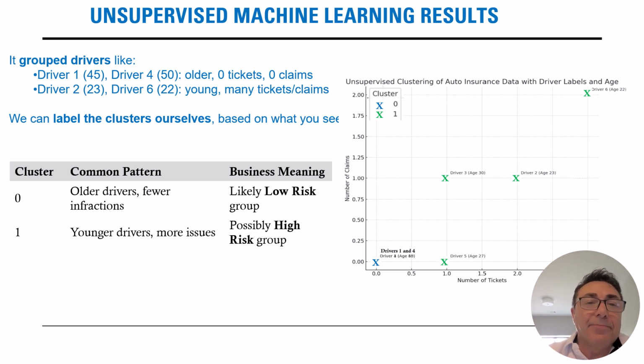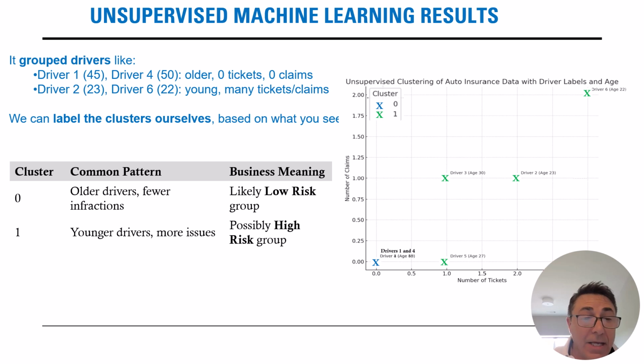So with unsupervised machine learning results, we saw that driver 1 was age 45, driver 4 was 50, and the older driver had 0 tickets. Driver 1 and driver 4, age 45, had 0 tickets as well. So they're in the blue area, and drivers 2 and 6 were in the risky area, with the number of tickets. So what do we derive from this?